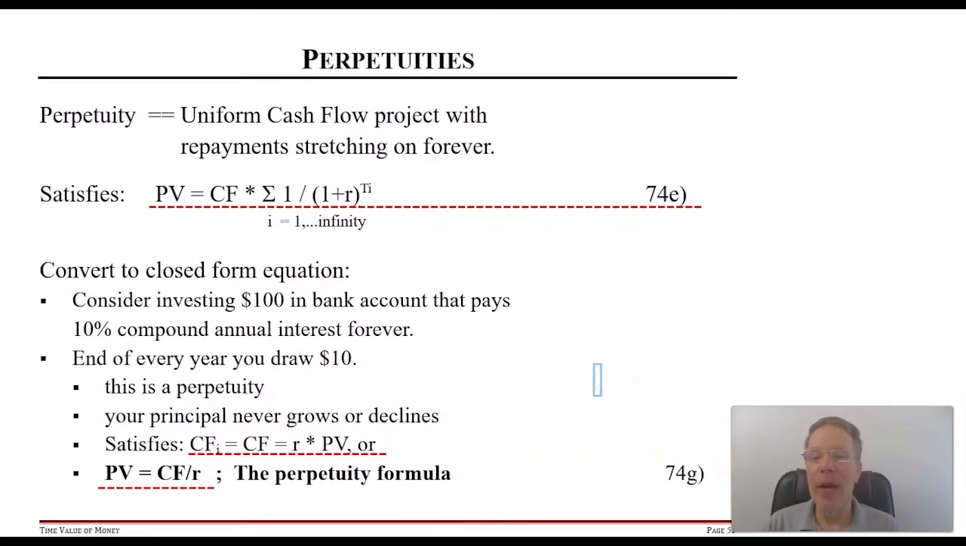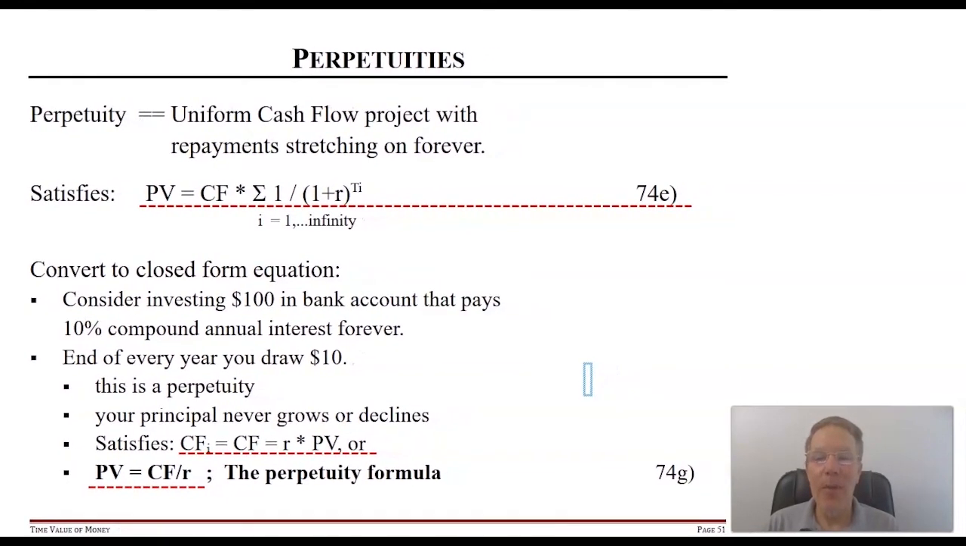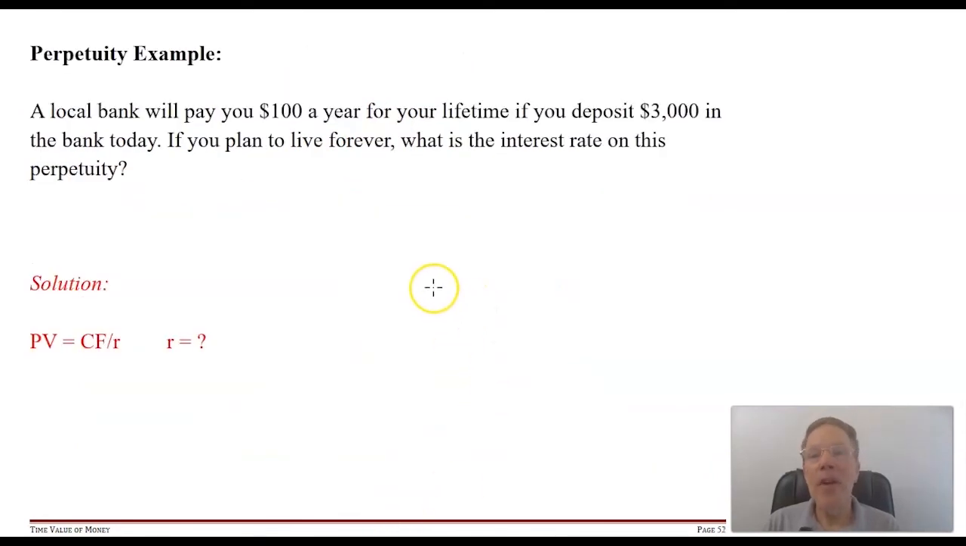Okay, so let's jump back into our perpetuity thoughts here. As usual, let's do a little example. Let's say a local bank will pay us $100 a year for our lifetime if we deposit $3,000 in the bank today. You're planning to live forever. That would be a nice thing. If that's true, what's the interest rate on this perpetuity? If you live forever, but also don't forget the bank has to survive forever, right? They have to never go bankrupt. If both of those two things are true, can we figure this out?